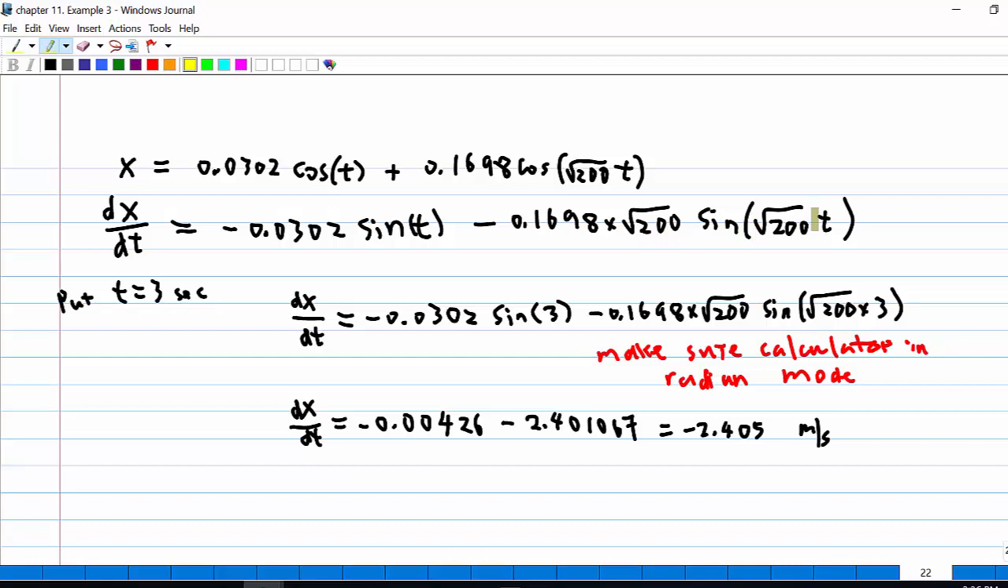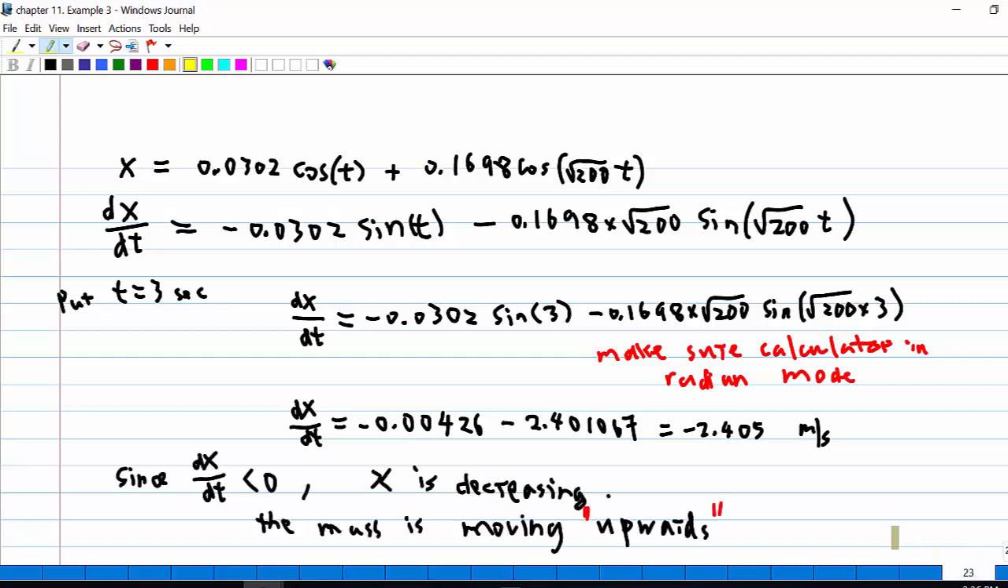Now put t equal to 3. Again, make sure your calculator is in radian mode. And then you find that your dx/dt is minus 2.405 meter per second. What does it mean? Since dx/dt is negative, the value of x is decreasing. If the value of x is decreasing, it means the mass is moving upwards. So here we have completely solved the example.